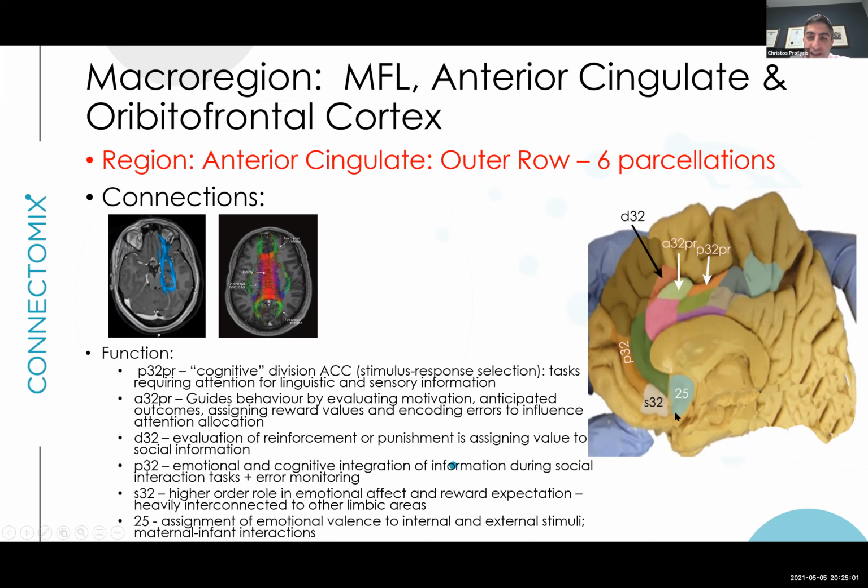Finally, 25 in the subcolossal area is very interesting. It's a parcellation that's been shown to be involved in maternal-infant interactions. So the very early interactions that neonates have with their mothers elicit a response in this parcellation.